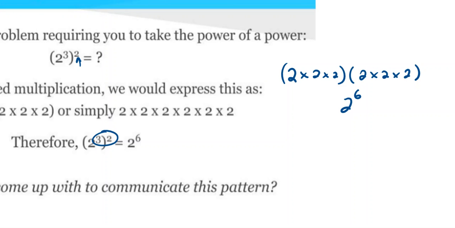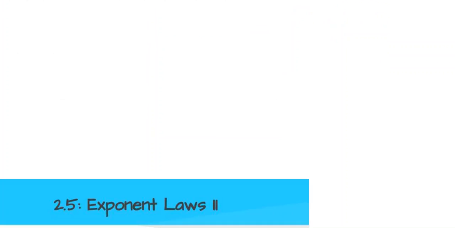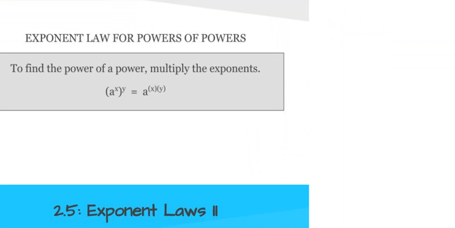What did we do there to get 6? We multiplied. So if you go a power to a power, then we're going to be multiplying now. So that's our next exponent law. So you guys have 3 so far. So here it is written out formally. A to the power of x to the power of y is the same as a to the power of x times y.